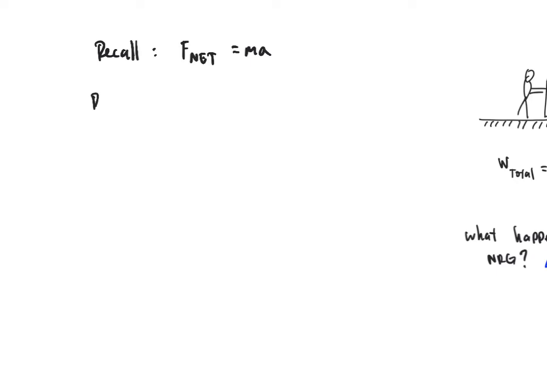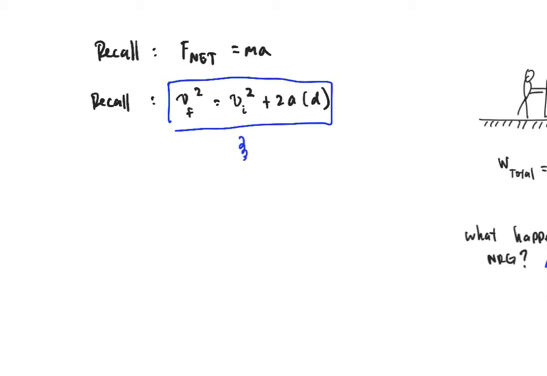I'm going to recall something else, the fourth equation of the kinematic equations, the big four. V final squared equals V initial squared plus 2 times a times the distance. We used to call the distance delta x. Here I'm just going to call it d. And now I'm going to rearrange this equation a little bit.